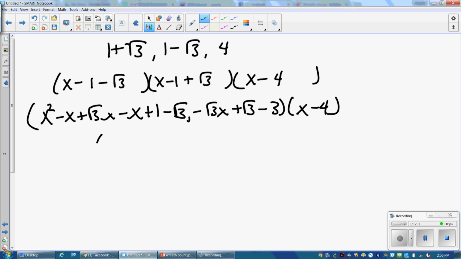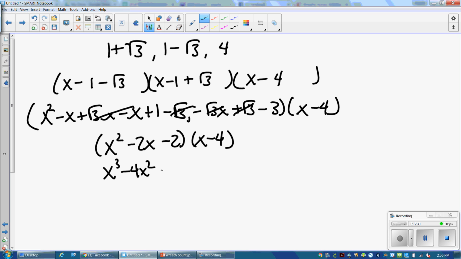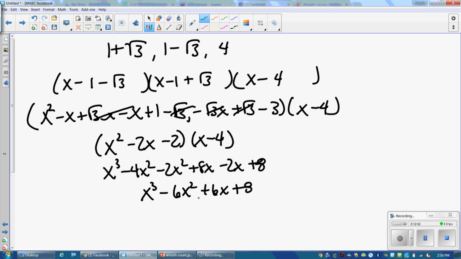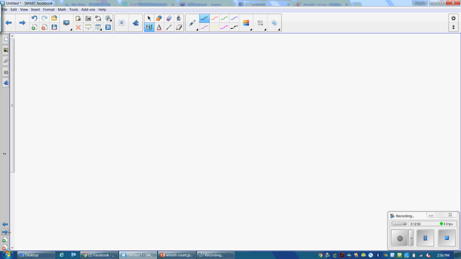Combining my like terms here, I get x squared. These cancel out, and these cancel out, and I get minus 2x when I put the minus x and the minus x together, and then minus 2 times x minus 4, which would be x cubed minus 4x squared minus 2x squared plus 8x minus 2x plus 8x cubed minus 6x squared plus 6x plus 8. And I went really fast on that, so you may want to slow it down, go back and pause it and figure out where all those things are coming from, but I don't want to run the time up too much. Alright, number 4 and 5 ask you to find the zeros.